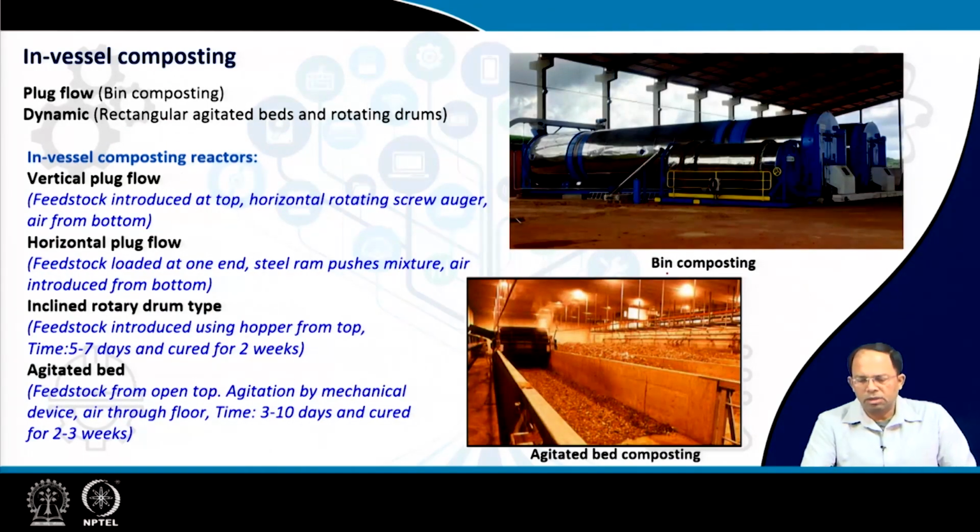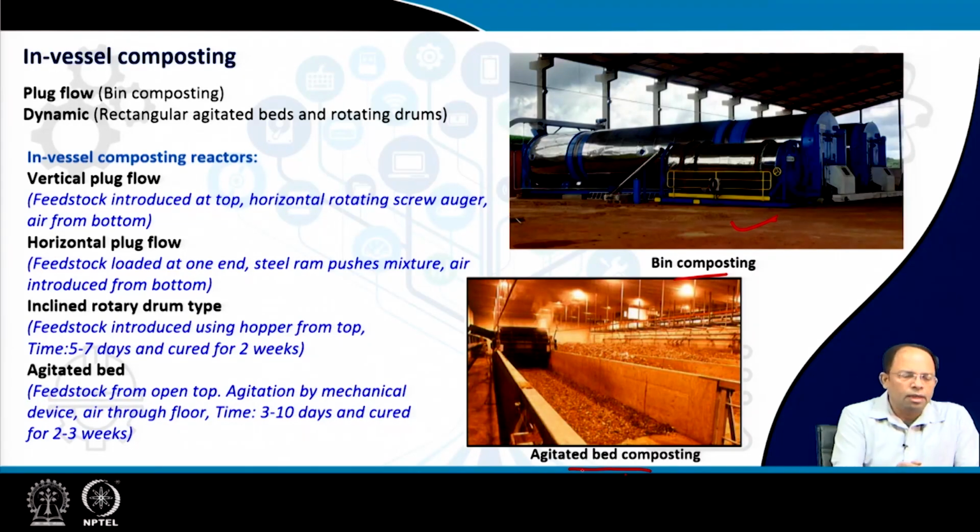This is how it looks. This is bin composting. These are large bins you can see in the image, and over here this is called agitated bed composting. I will come to that. Primarily there are two kinds of system. One is a plug flow system, which is the bin composting system. The other is a dynamic system.